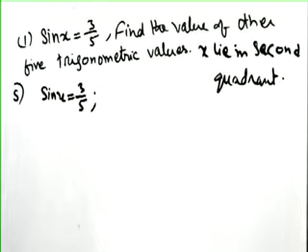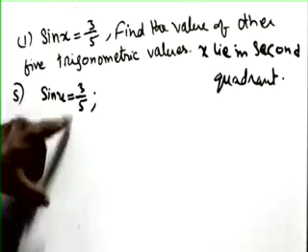Inshallah, we are going to continue with the trigonometry in this class. You see here, let us solve one question on the board. What is given here? Sin x equals 3 by 5. Find the value of the other 5 trigonometric values. x lies in the second quadrant.